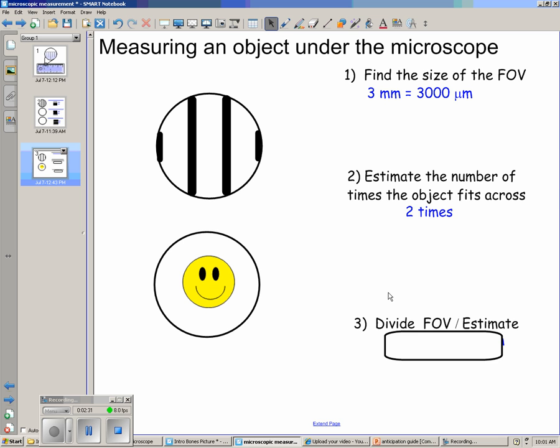And once you do that, you're going to divide your field of view by your estimate. So our field of view, remember, was what we found up here. We did that first, and we found that our field of view was 3,000 micrometers. And then we found out that we could fit this object twice across the field of view. So if we do the math, then we can figure out that our object is actually 1,500 micrometers. So each smiley face would represent 1,500 micrometers, and that's how big it would be.